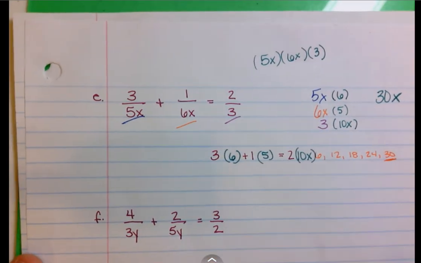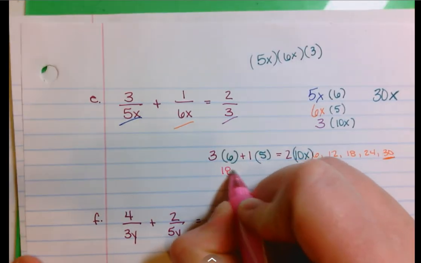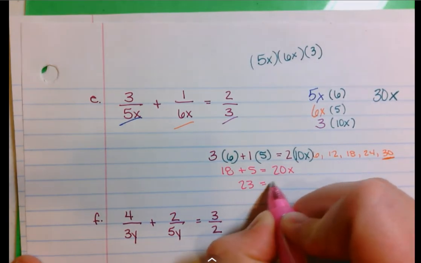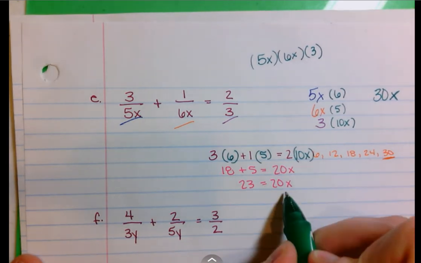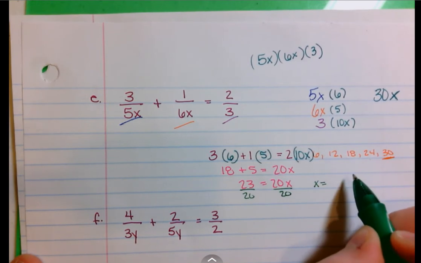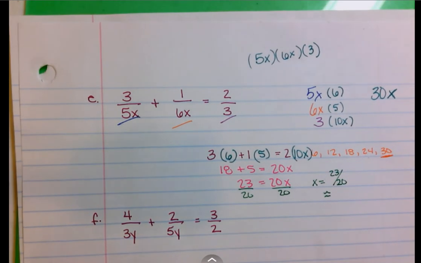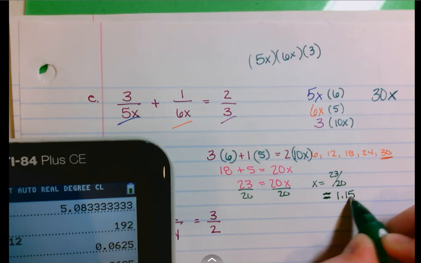So this would have a 2 equals 1 plus 3. So I'm working with this number. This is how I've been doing these problems. So this would be 18 plus 5 equals 20x. 23 equals 20x. Divide by 20. X equals 23/20, or actually, sorry, it does terminate: 1.15.